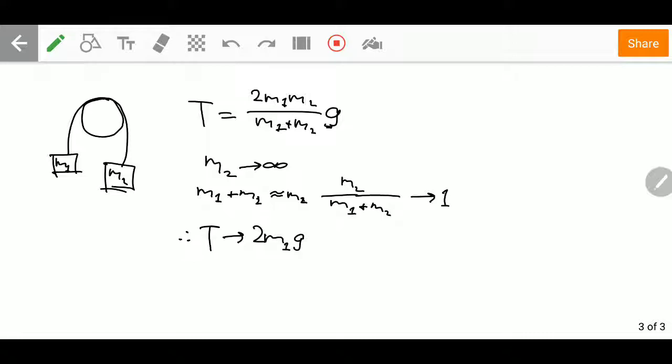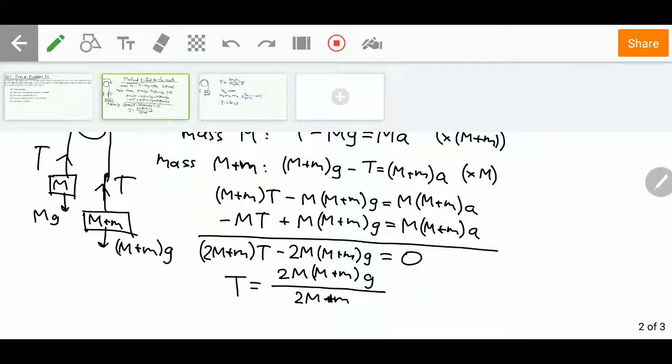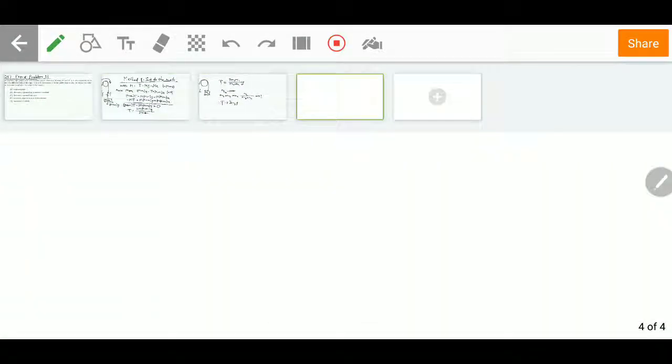Now, if you look back at our old expression, the one that is specific to our problem, you're going to see the same thing here. So let me write out the expression.